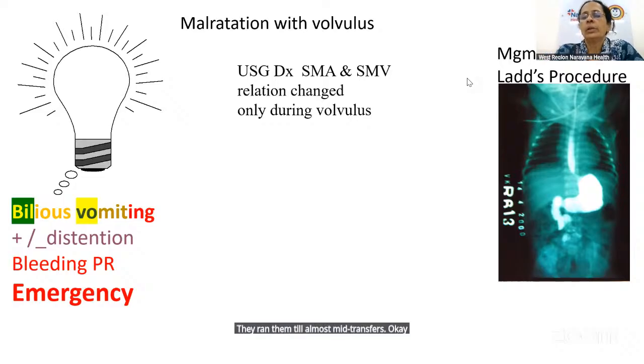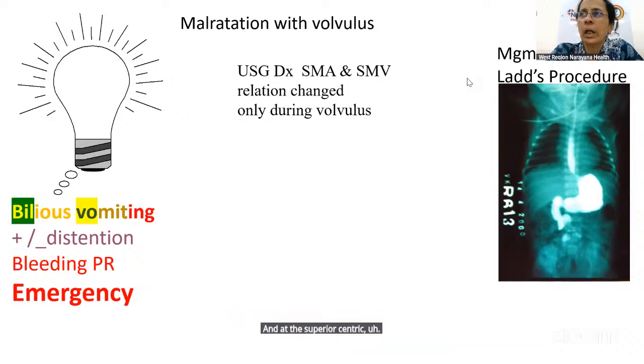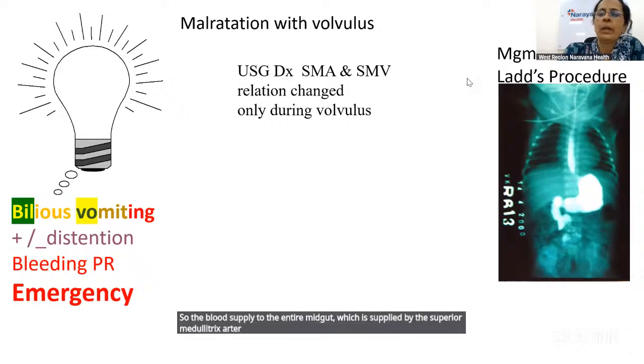Okay, so this dye study shows that there is distal gas, so it is not a complete obstruction, and the stomach gets delineated with the dye. Then there is a duodenum, and at the superior mesenteric axis the entire midgut rotates. So the blood supply to the entire midgut, which is supplied by the superior mesenteric artery, is compromised.